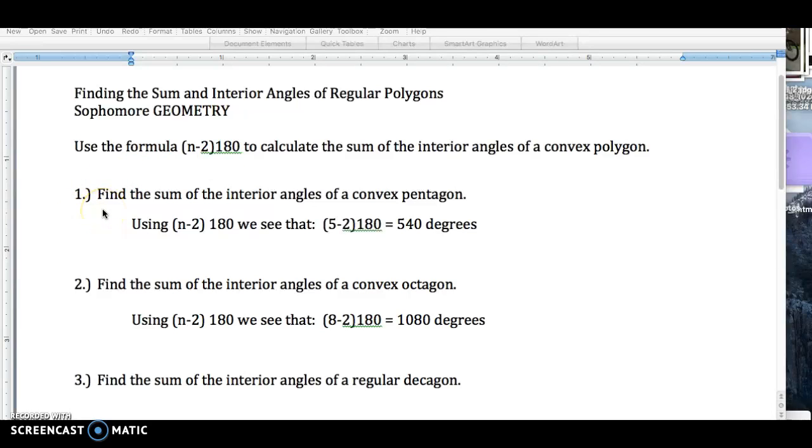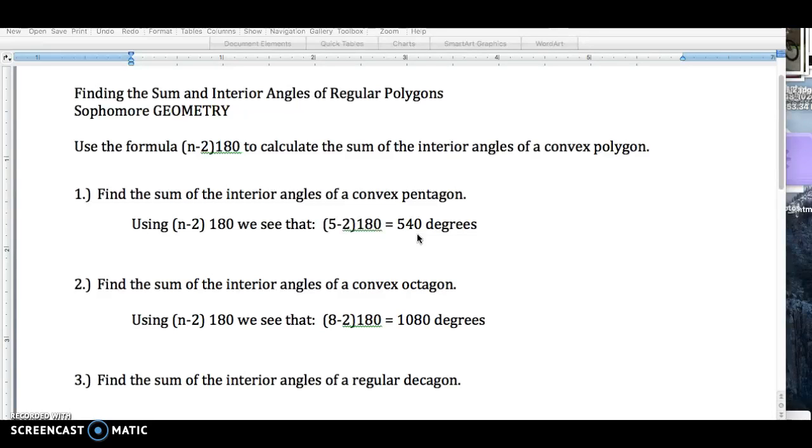So for number 1, we're going to find the sum of the interior angles of a convex pentagon. If you remember, a pentagon has 5 sides. So whatever the number of sides is goes into the n minus 2 times 180 formula for the n. So using n minus 2 times 180, we see that 5 minus 2 times 180, where n is the 5. So of course, simplifying, we have 3 times 180 is 540 degrees. That's the sum of the interior angles of a convex pentagon.